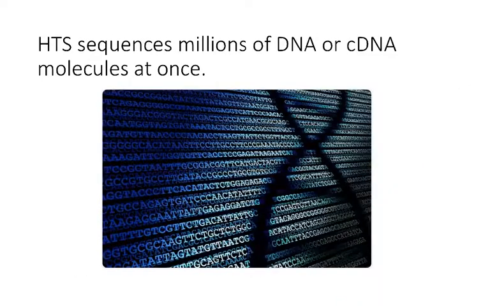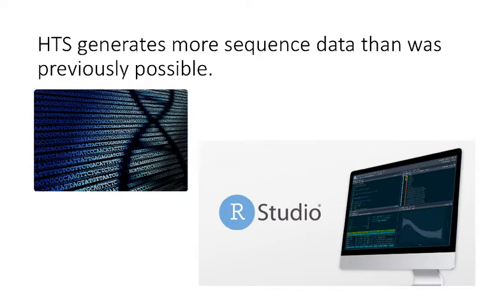So what is high throughput sequencing? Basically, what it does is it sequences millions and millions of DNA or cDNA molecules at once. So this image here is actually what high throughput sequencing data looks like. What you end up getting back are gigabytes and gigabytes of files that are just these strings of nucleotide sequences, A's, T's, C's, and G's. So you're sequencing millions of molecules at once. That means you're getting tons and tons of data. So high throughput sequencing generates more sequence data than was previously possible.